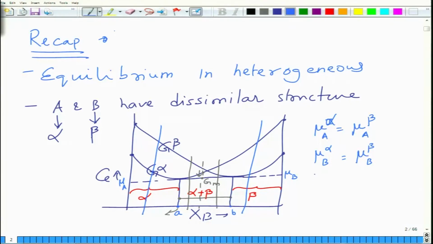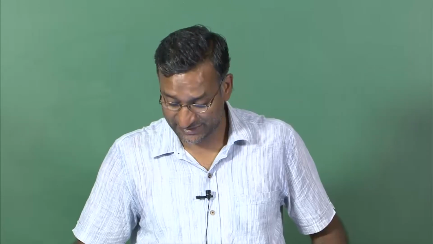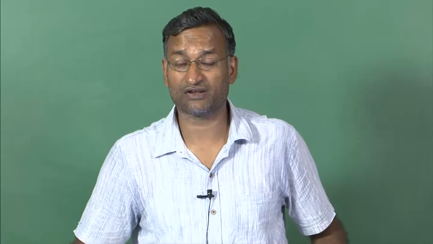What this means basically is that the activity of A in alpha is equal to the activity of A in beta, and the activity of B in alpha is equal to the activity of B in beta. So A has a similar level of activity in both alpha and beta for two phase equilibrium to exist. Similarly, B has a similar level of activity in alpha and beta phases for two phase equilibrium to exist.